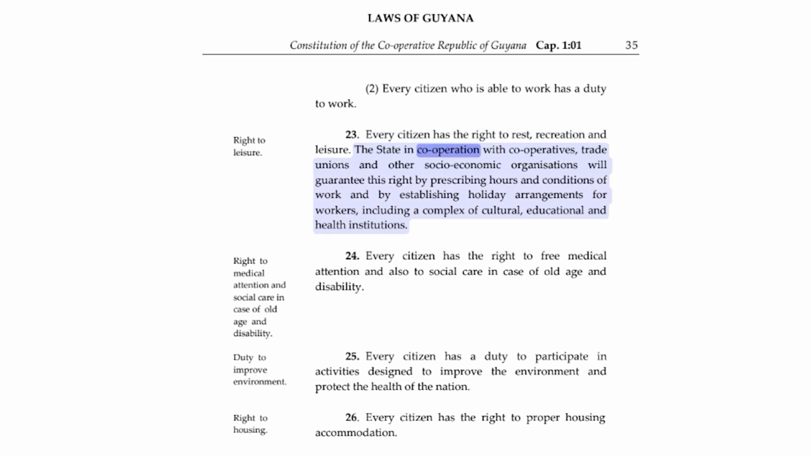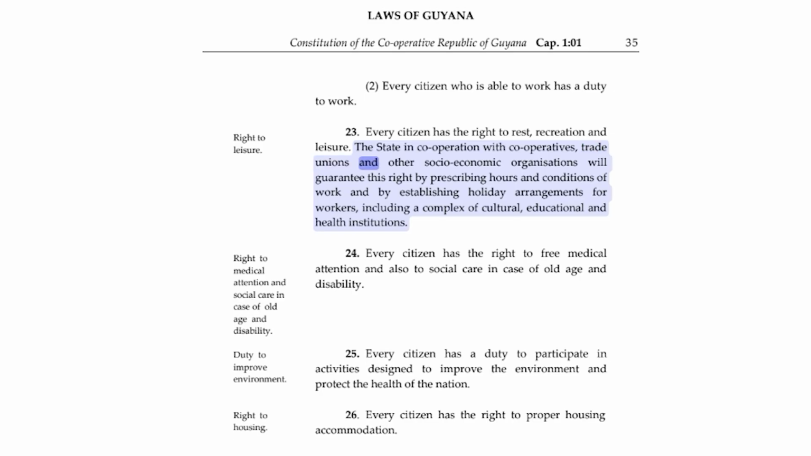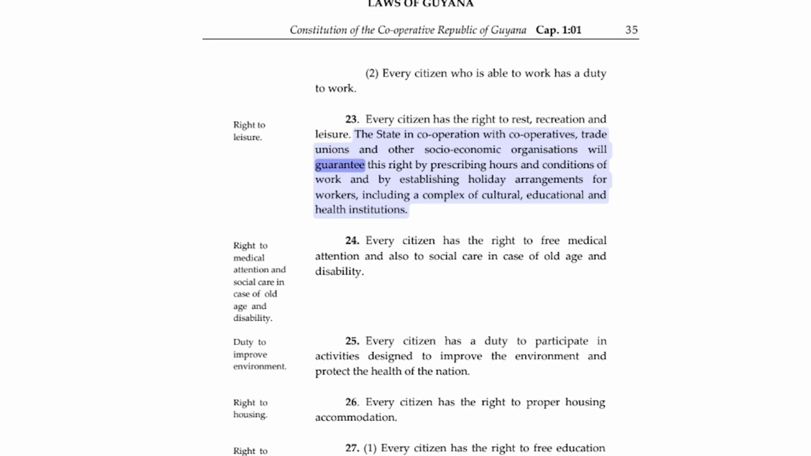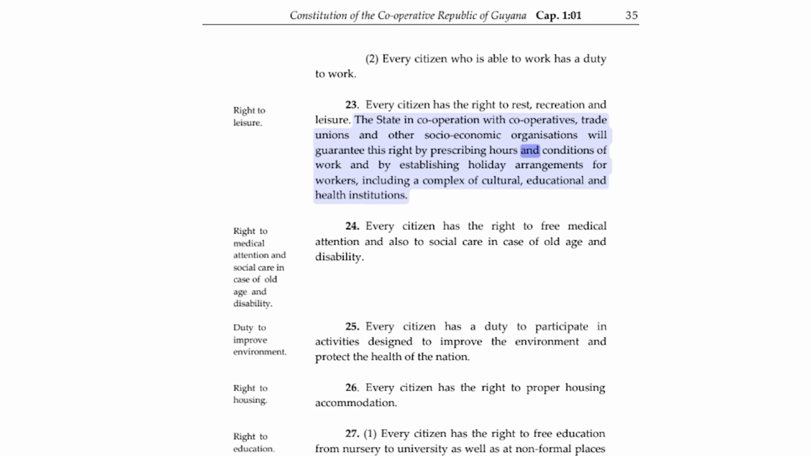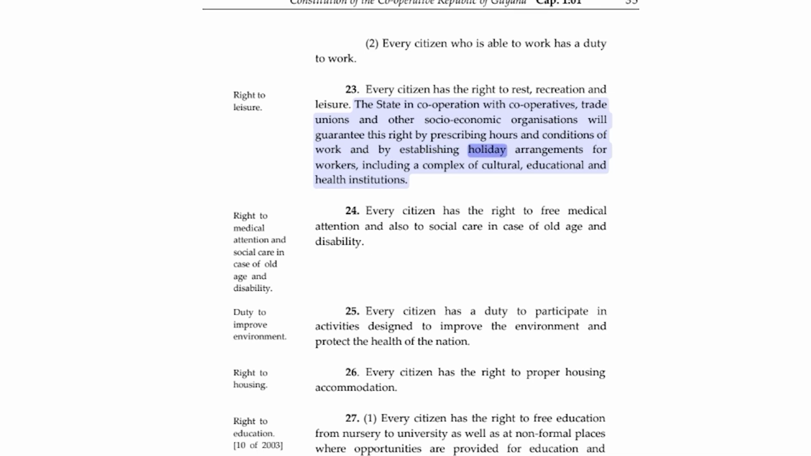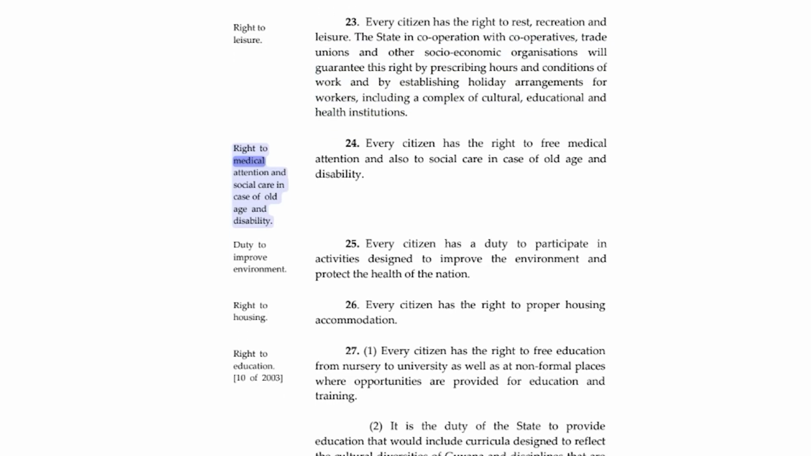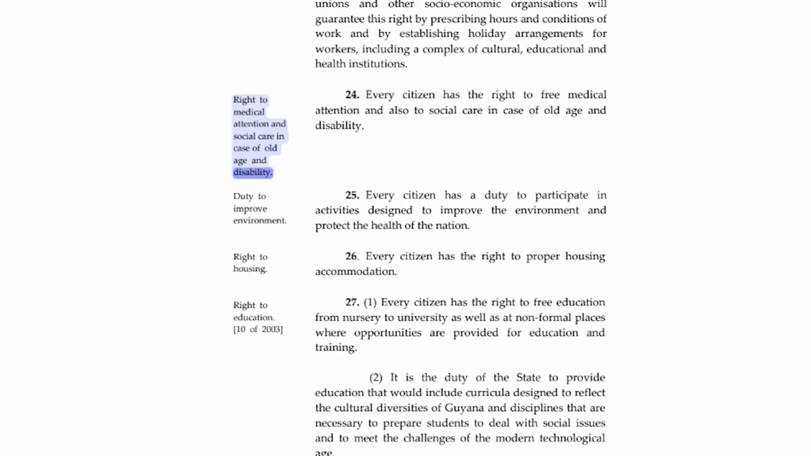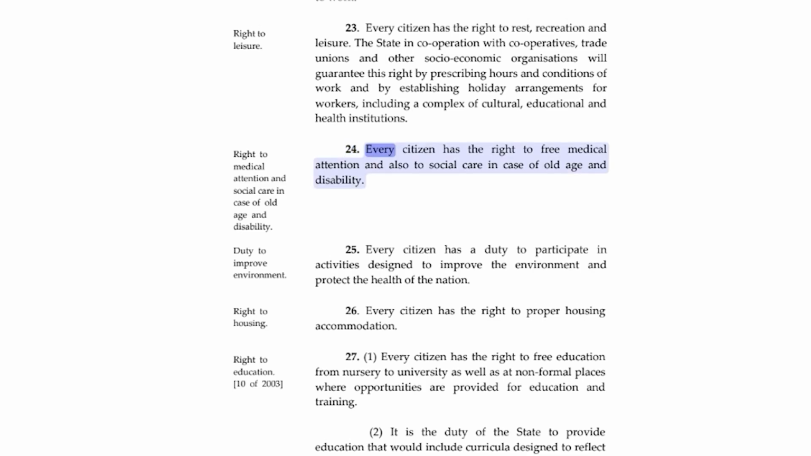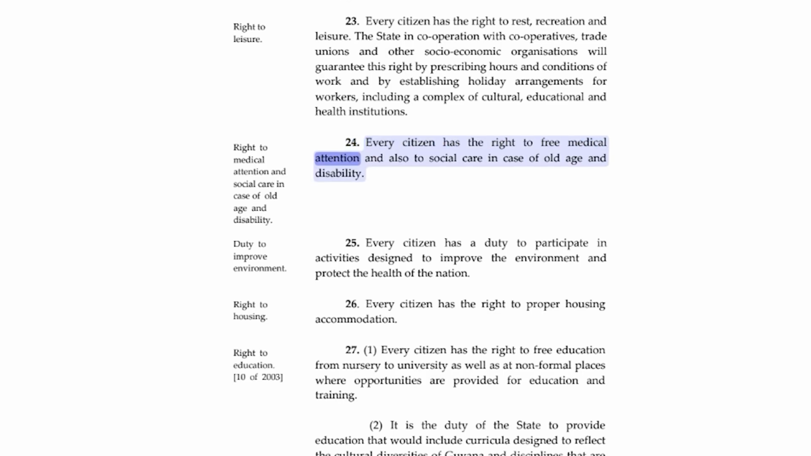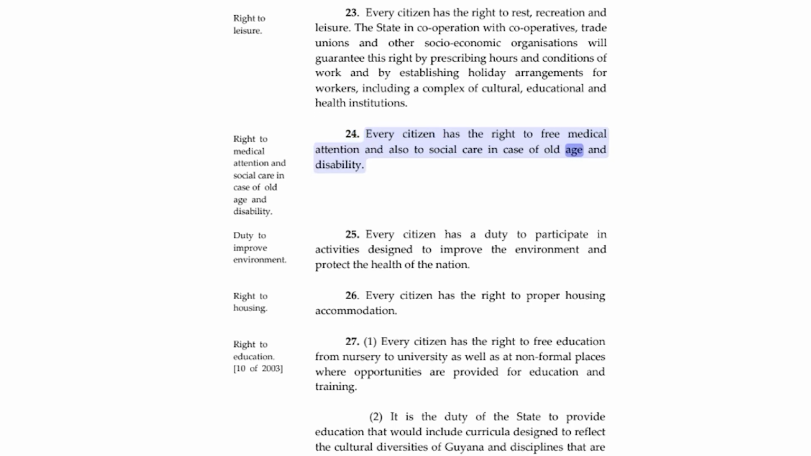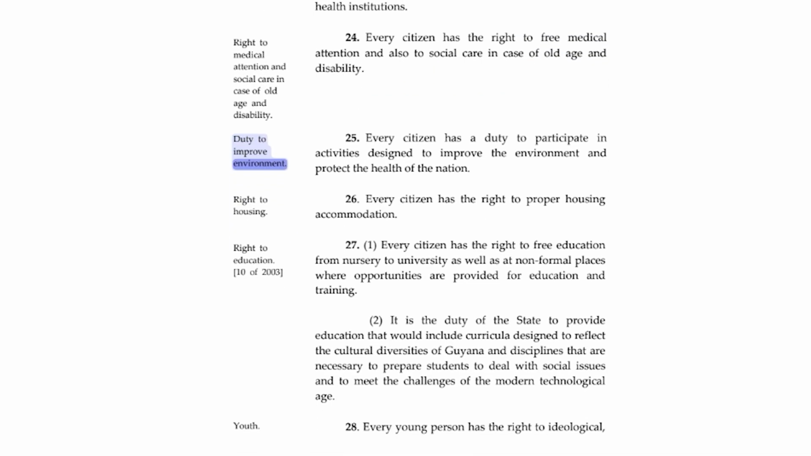The state, in cooperation with cooperatives, trade unions and other socio-economic organizations, will guarantee this right by prescribing hours and conditions of work, and by establishing holiday arrangements for workers, including a complex of cultural, educational, and health institutions. Right to medical attention and social care in case of old age and disability. 24. Every citizen has the right to free medical attention, and also to social care in case of old age and disability.